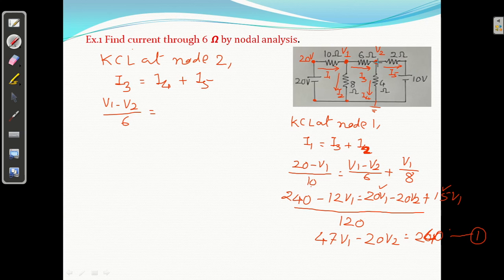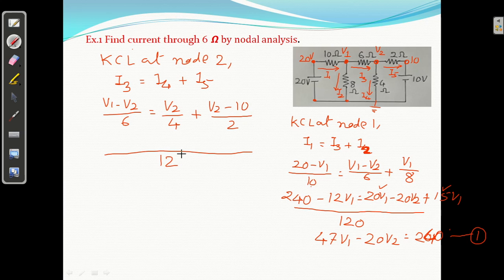What is the value of I4? I4 equal to what? This I4, V2 minus 0 upon 4, plus, what is the value of I5? V2 minus this potential. What is the potential of this point? 0. What is the potential of this point? 0. What is the potential of this point? 10. So what is the value of I5? V2 minus 10 upon 2. Right. Now common LCM. What is the value of common LCM? I think it is 12.